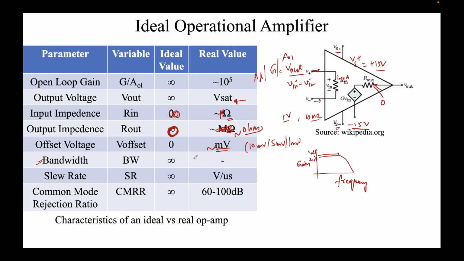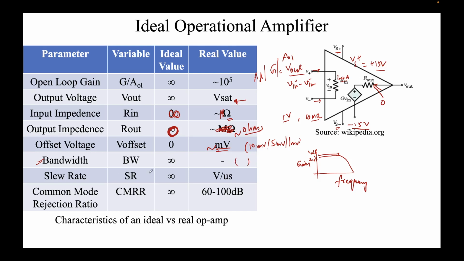Ideally it's infinity. The real value, if it's a low pass filter, will be lower. If it's a high pass filter or a band pass filter, depending on what kind of filter this operational amplifier is behaving as, the real value will change accordingly. Hence I'll leave this blank.